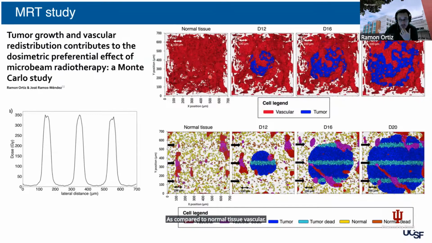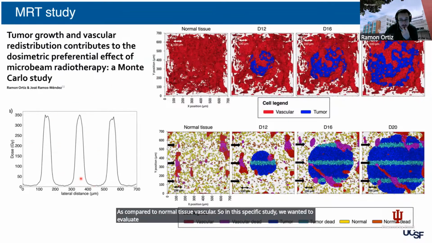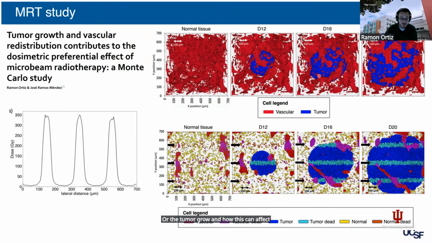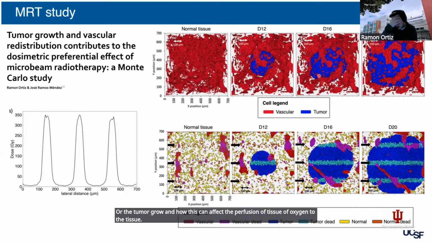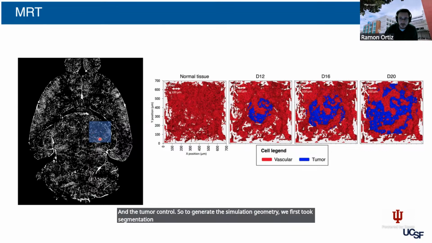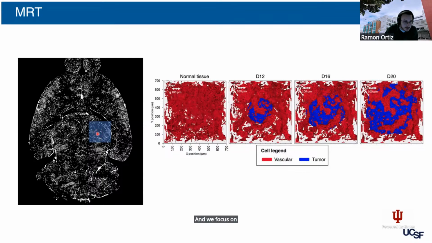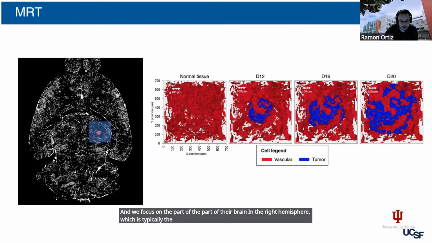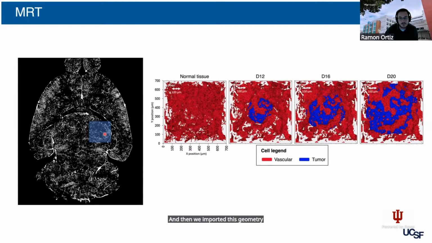In this specific study, we wanted to evaluate how this dose delivery pattern may interplay with the rearrangement of the vasculature at different stages of the tumor growth, and how this can affect the perfusion of oxygen to the tissue and the tumor control. To generate the simulation geometry, we first took segmentation images of the vasculature of the brain of a mouse, and we focused on a part of the brain in the right hemisphere, which is typically the tumor implantation site in preclinical studies. Then we imported this geometry into TOPAS and Computational.